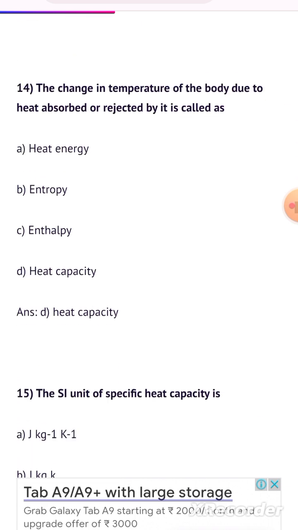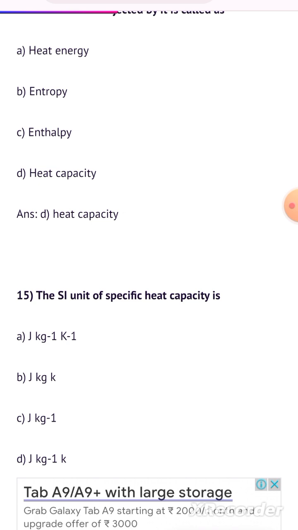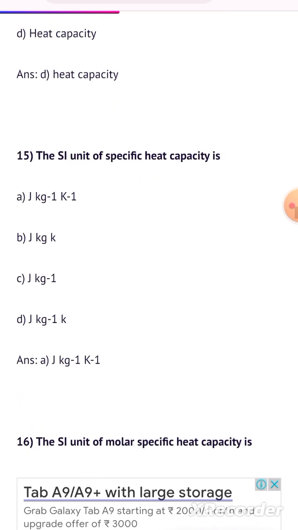Alright. The SI unit of specific heat capacity. Specific heat capacity is heat capacity described per unit mass. We said specific capacity, so it is joules per kg per Kelvin. So option A is the right answer.